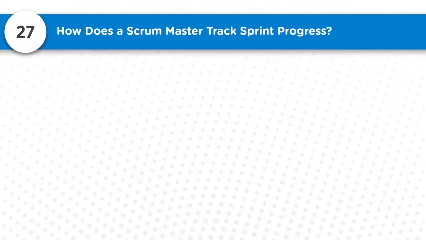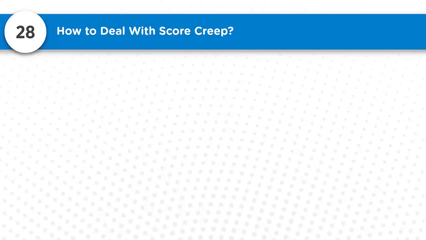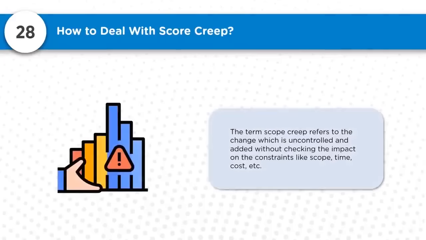So question 27, how does the Scrum Master track sprint progress? We have various events which happen in Scrum, like daily Scrum meetings, Scrum retrospective, Scrum planning, Scrum review, and checking on the escaped defects, density of defects, sprint burn down, velocity. Checking all of this provides better insight to the Scrum Master, so that tracking the progress of the sprint becomes easier. And how to deal with scope creep?